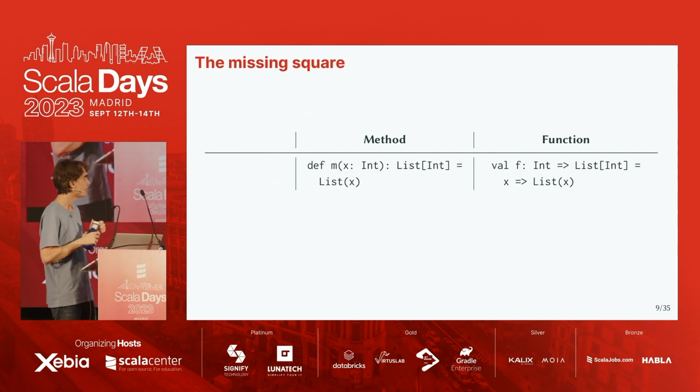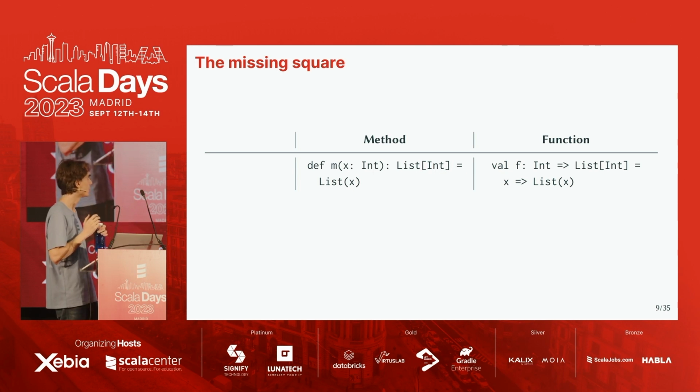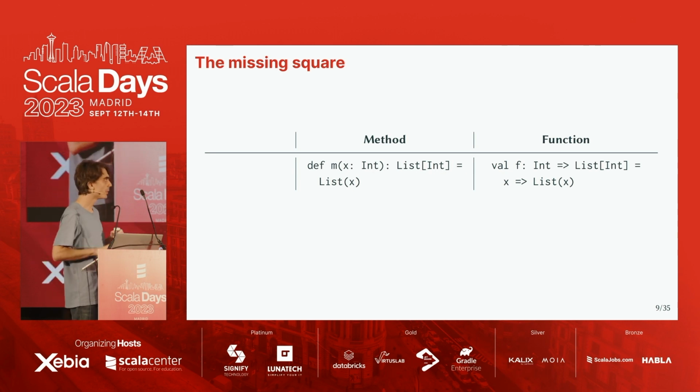So, we just saw two different ways of writing code. You can have a method that takes a value and returns a value, or you can have a function that does essentially the same thing. So here, the method takes an Int, returns a List[Int], and the implementation calls the List constructor, so it creates a single element list. But both of these examples are monomorphic, which means there are no type parameters involved, right?